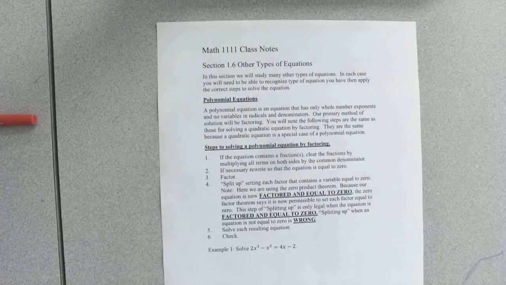Okay, section 1.6, other types of equations. One of the big issues when we finally get to a test over the chapter 1 material is we will have studied a lot of different types of equations. We'll have studied linear equations, rational equations, quadratic equations, polynomial equations, radical equations, rational exponent equations, and absolute value equations. That's at least 7 different types of equations, and when it comes to test time, they're all just going to be mixed up together.